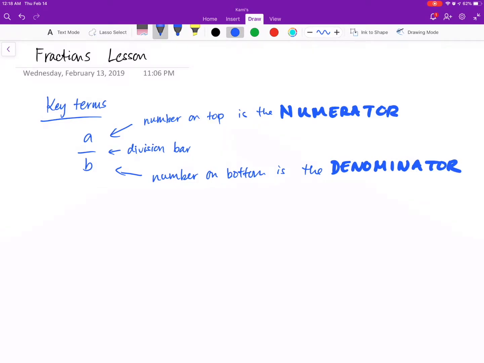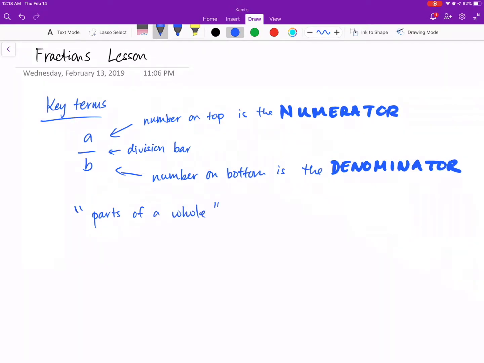Now, fractions can represent a lot of things. So usually fractions are what people would call, key terms in blue, parts of a whole.